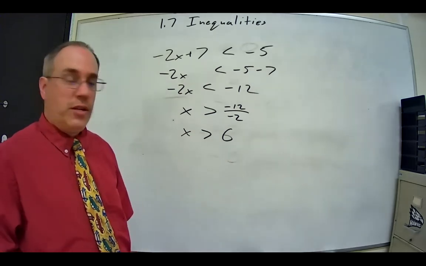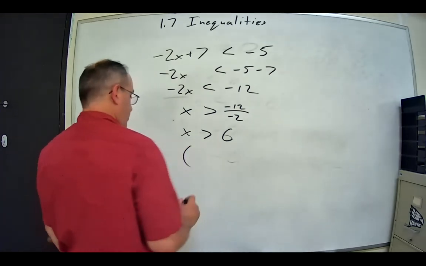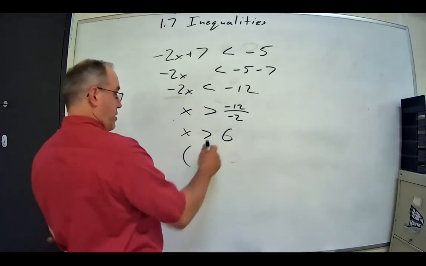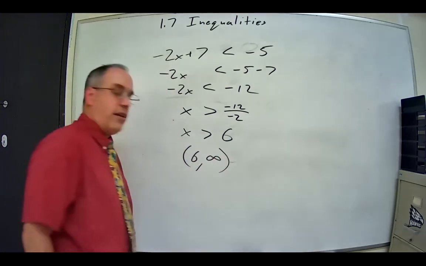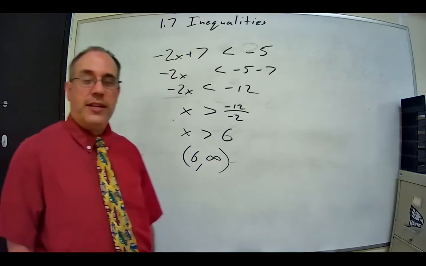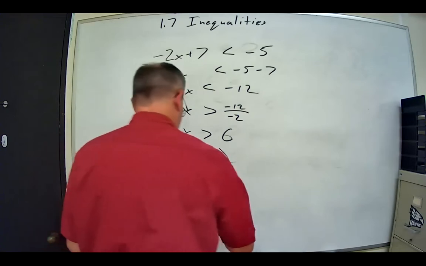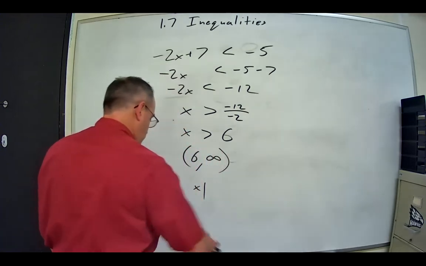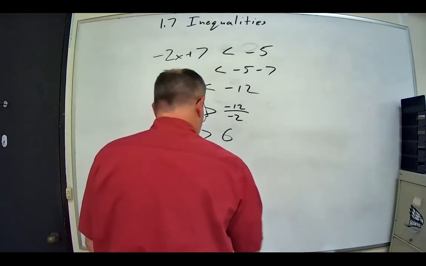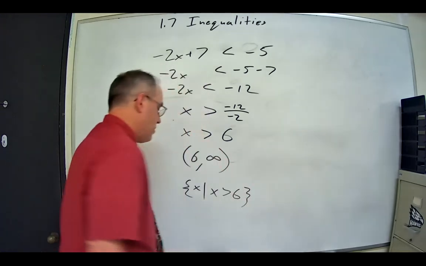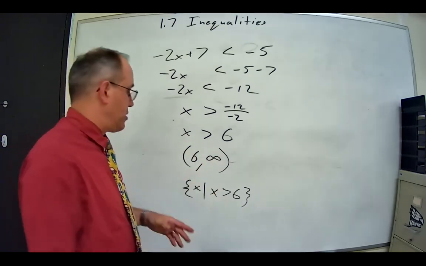We can use interval notation, and I could say that that is from x greater than 6, so it's from 6 to infinity, any number from 6 to infinity. I could write it in set builder notation, all x such that x is greater than 6. So that would be valid. So there's more than one way we can write this.